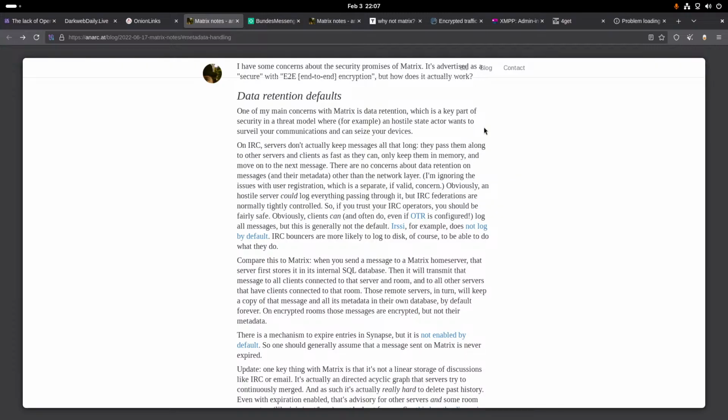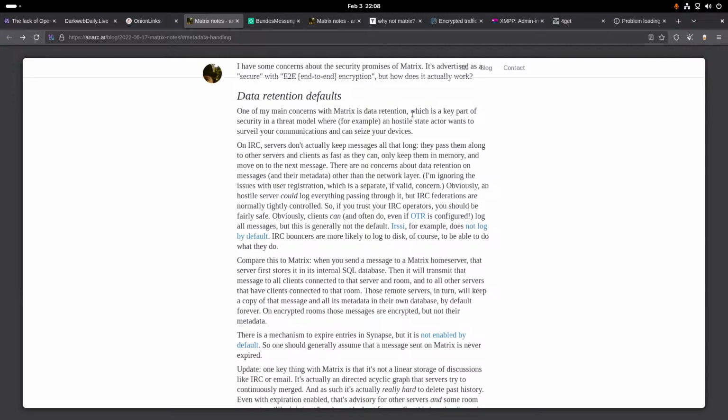On IRC, servers don't actually keep messages all that long. They pass them along to other servers and clients as fast as they can, only keeping them in memory and moving on to the next message. There are no concerns about data retention on messages. Wow, I didn't know that, by the way.